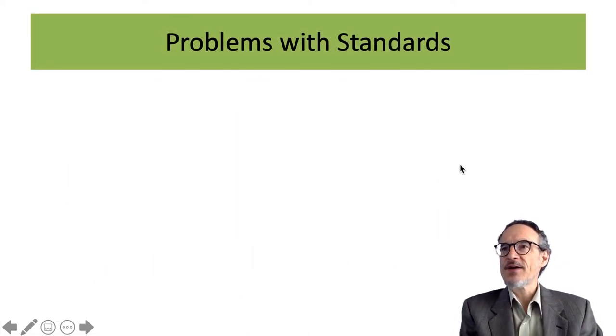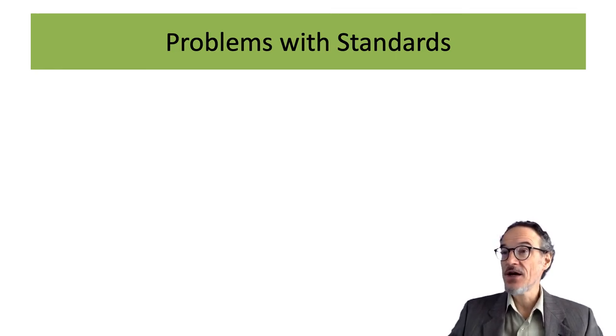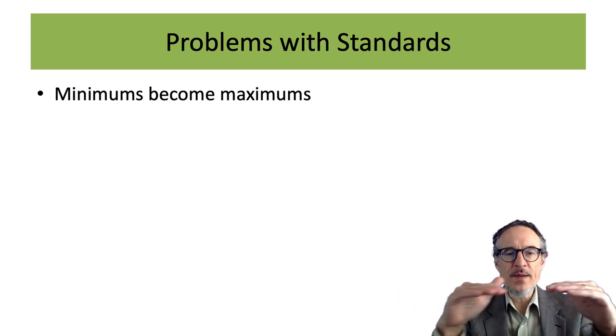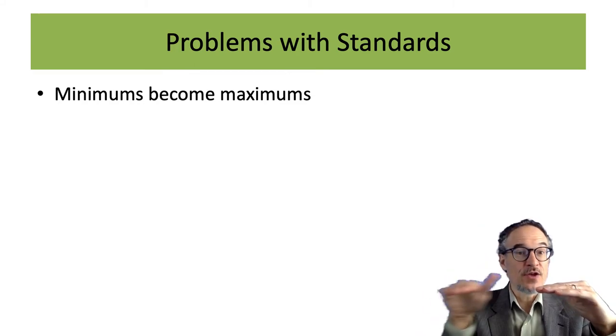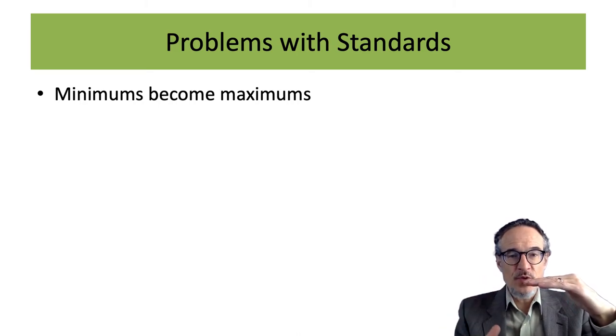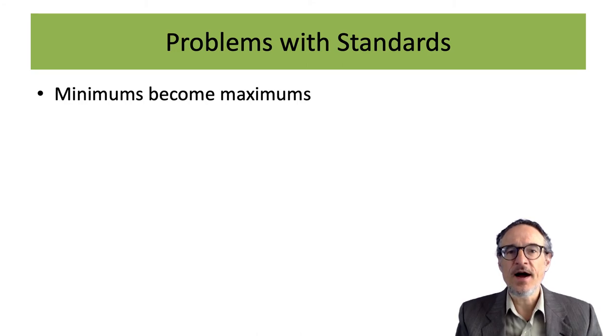So we've talked a bit about standards, and there are some problems with standards. One fundamental problem with any standard is you may intend the standard to be a minimum, so you want people to do better than the standard that you're setting. But what often happens is people will try to reach this standard and this becomes the maximum. So if you tell people the standard is 5 centimeters of insulation in your wall, lots of people will just put 5 centimeters of insulation in the wall.